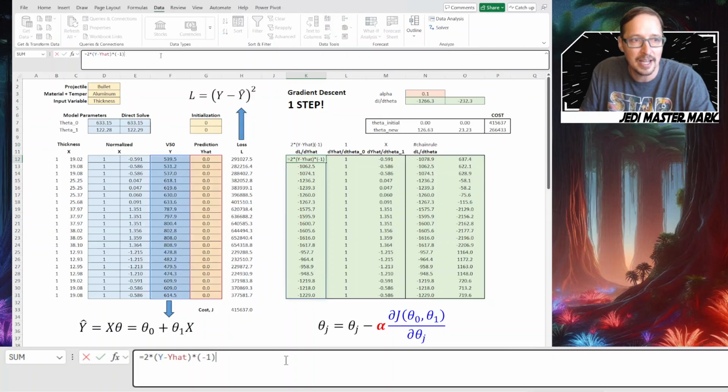So you can go ahead and look at this formula. This formula actually traces back to y and y hat, which are dynamic arrays. So there's that part of the derivative.